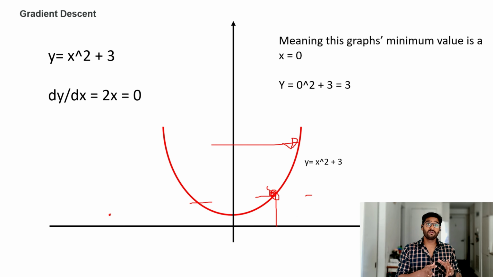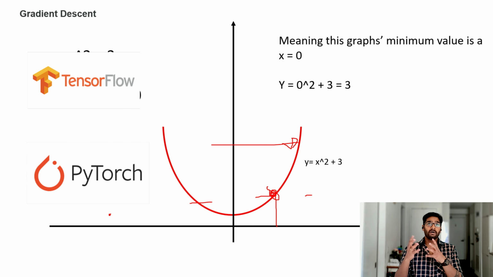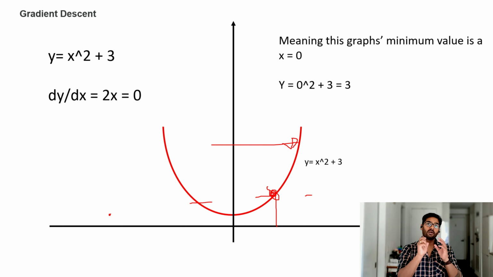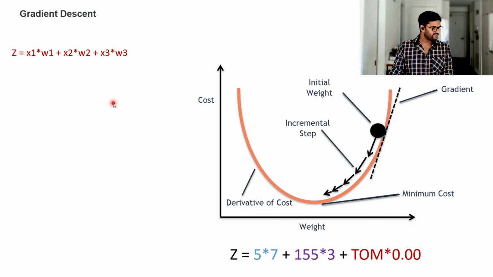And the best thing is when you use programming languages, for example, TensorFlow or PyTorch, all of these calculations of getting the differential, getting all these values are already being coded for you. All you need to do is call a function and that's it. How amazing is that? So let's see that step by step.